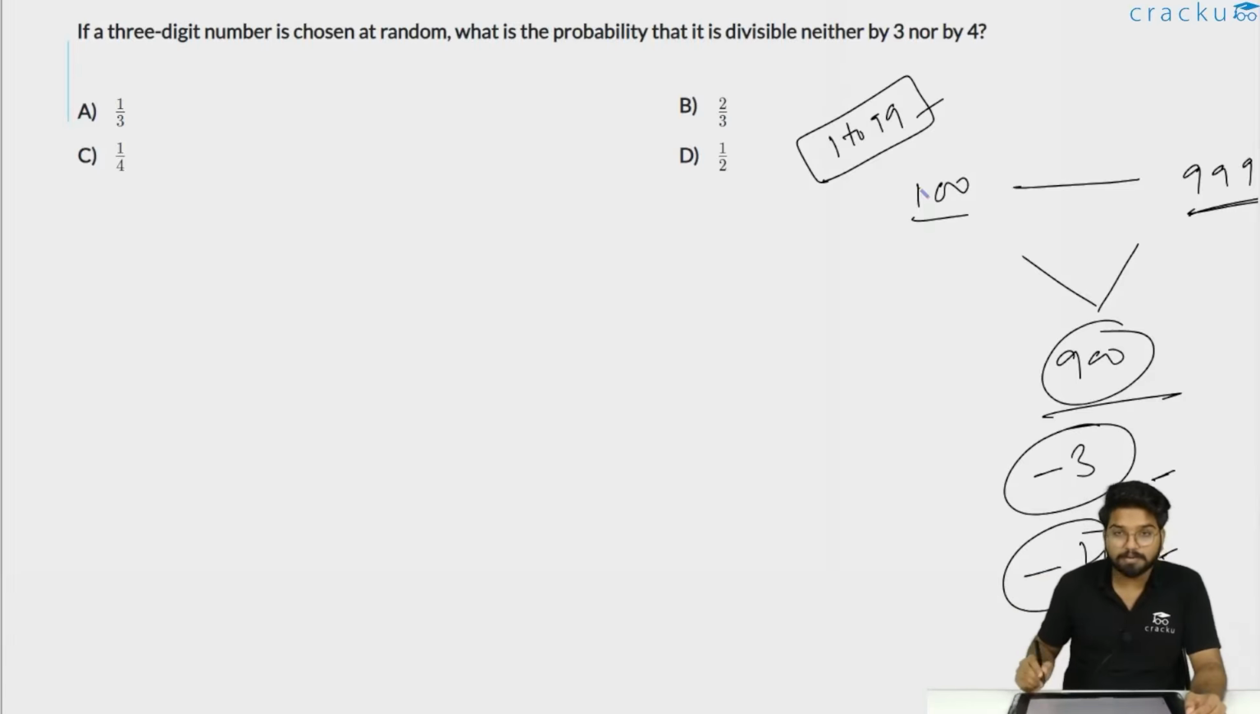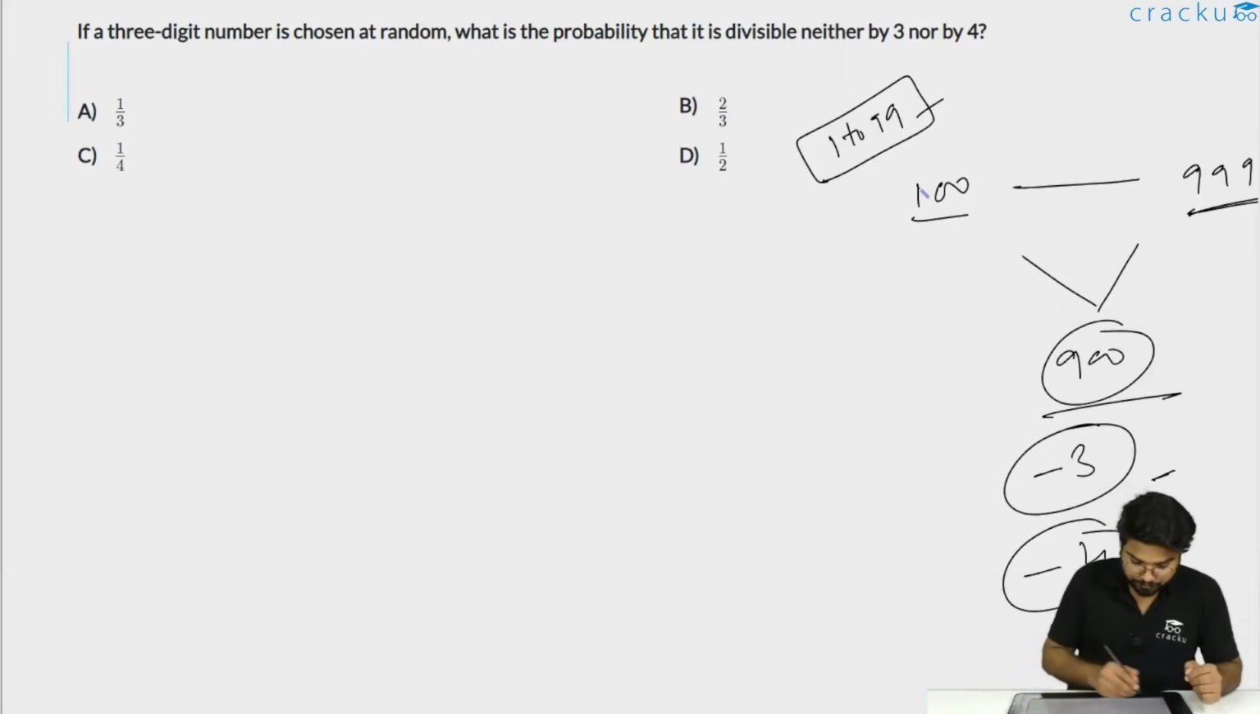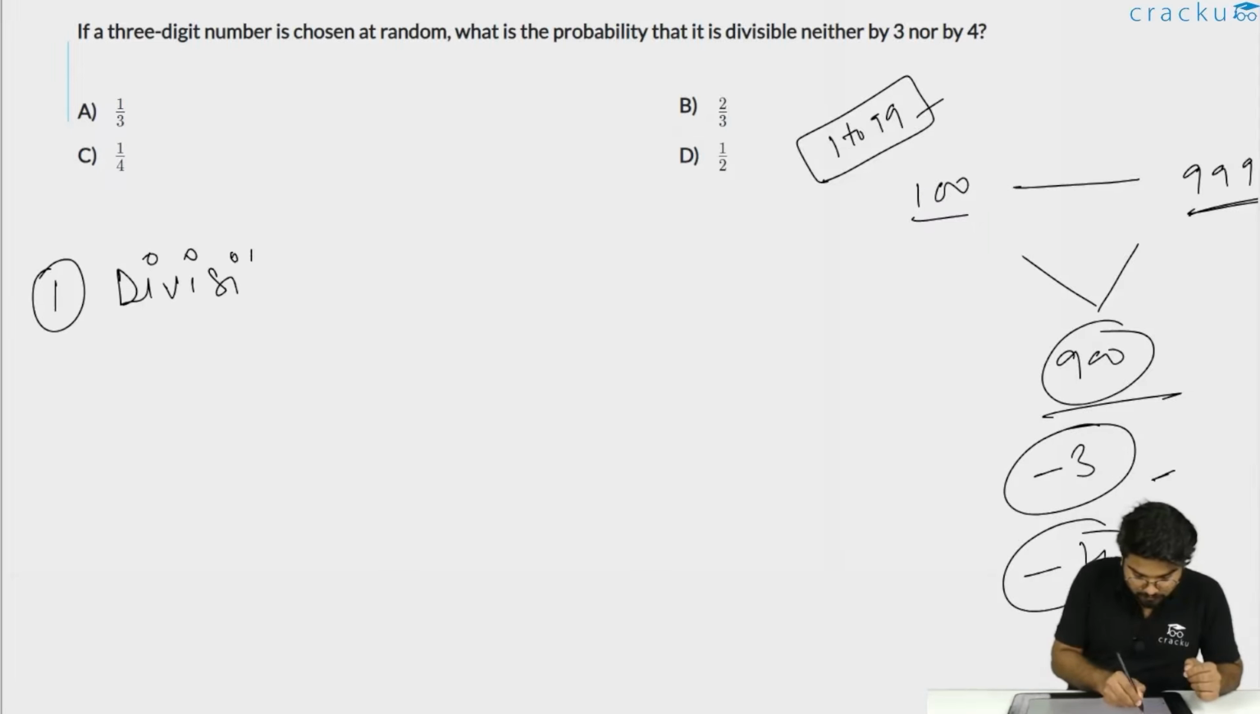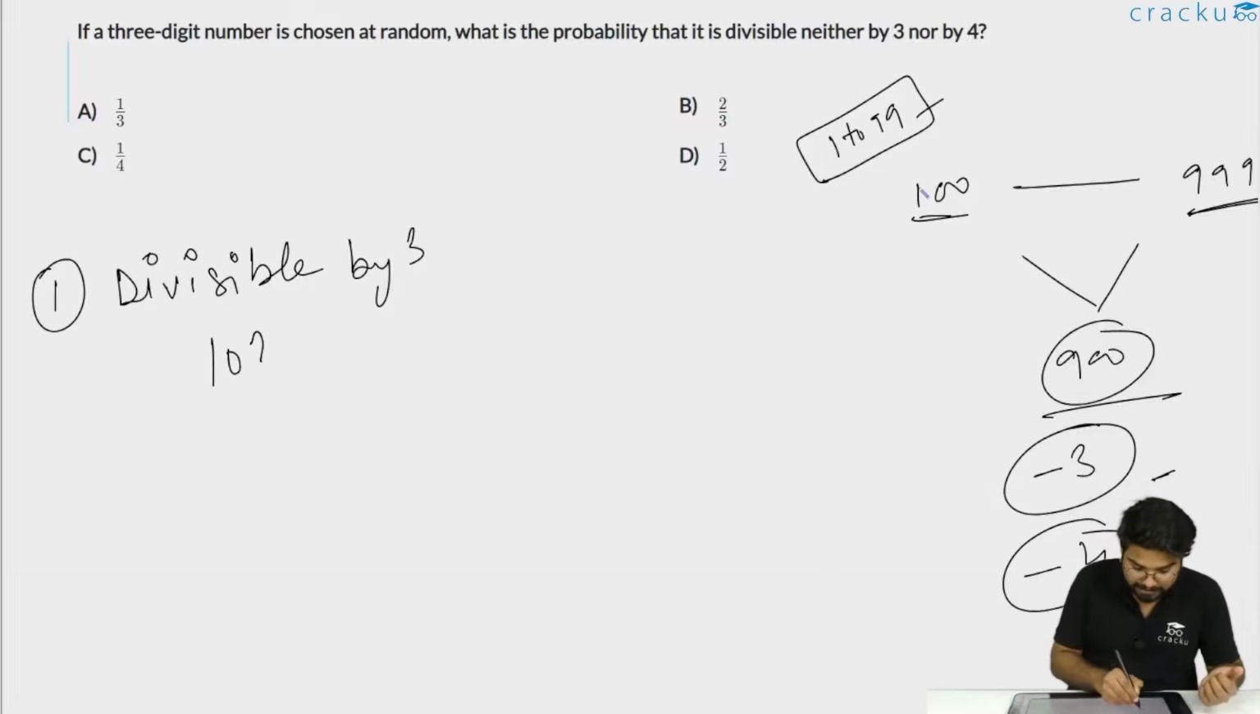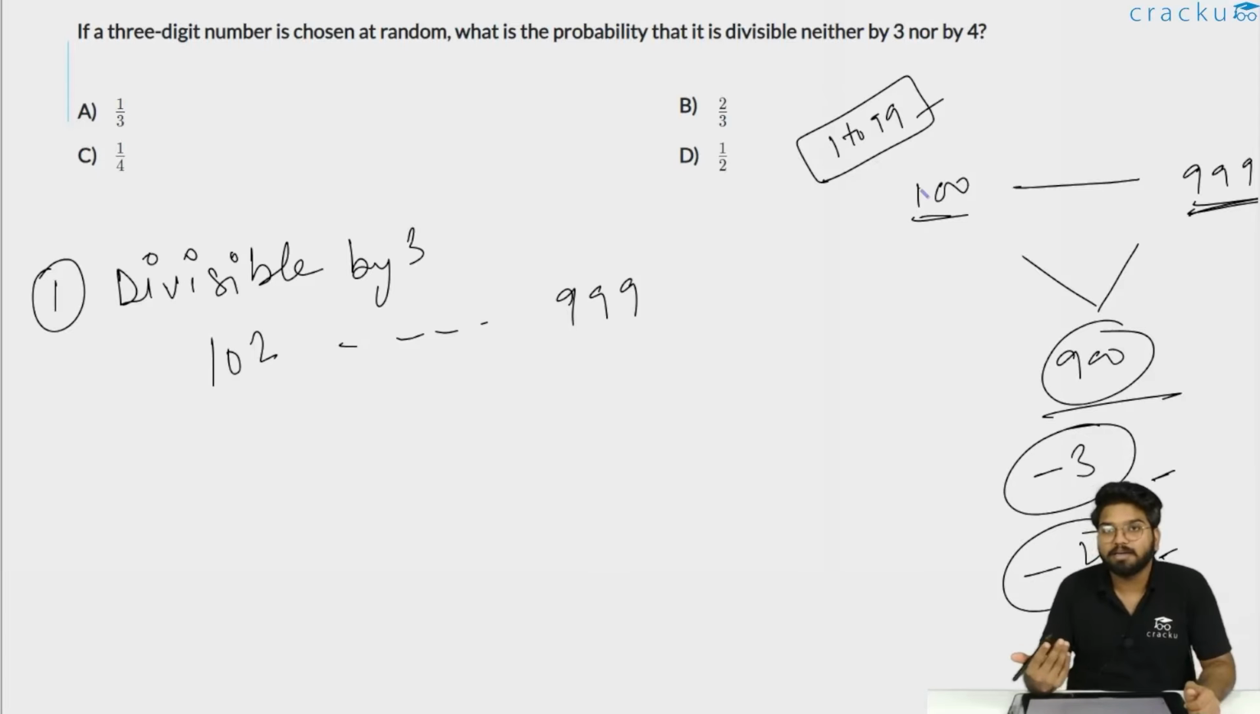Let's find how many numbers are there which are divisible by 3. Now after 100, what is the first number which is divisible by 3? It is pretty easy to get. The first number will be 102 and the last number is 999 only, because all the 3-digit 9s are divisible by 3. Now how many numbers are there?